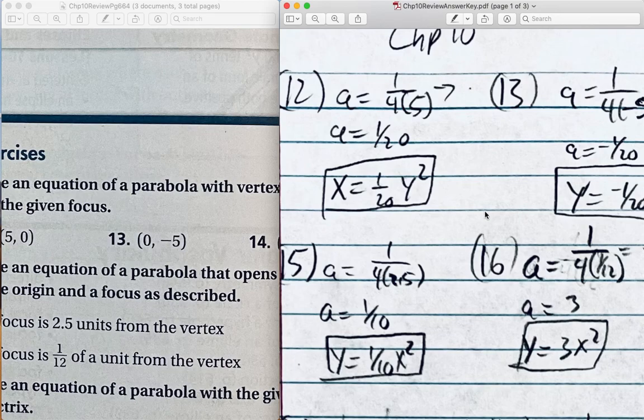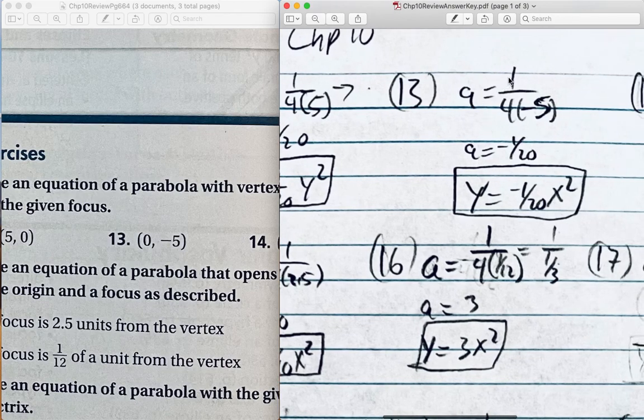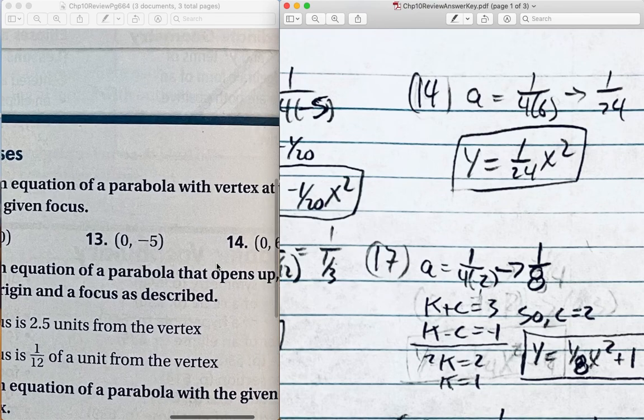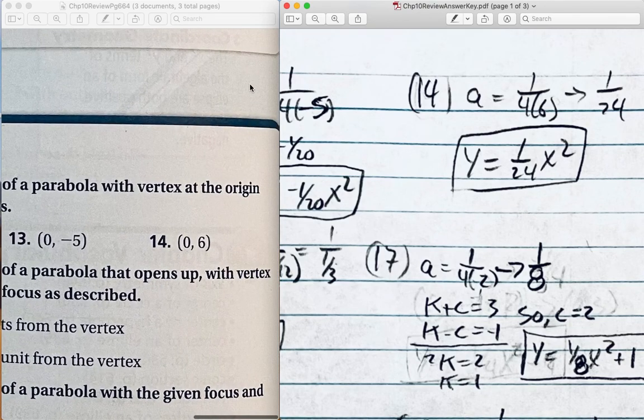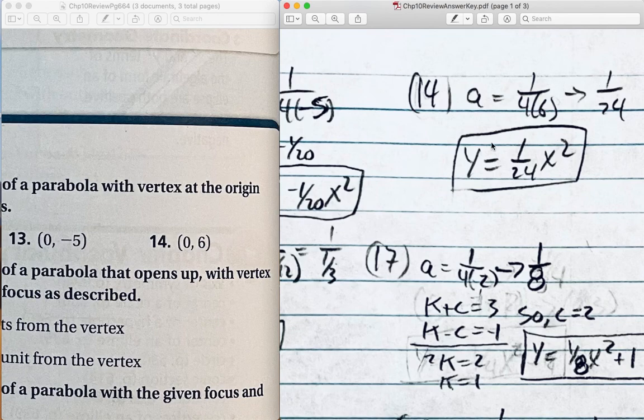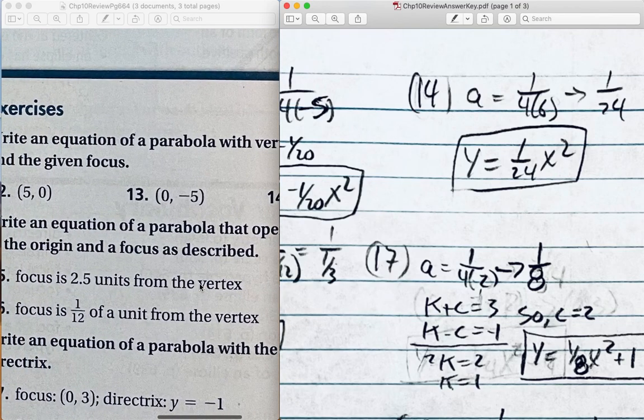We use the same equation, a equals 1 over 4c, but in this case we replace c with negative 5, and we have a equals negative 1/20. And since it's a downward facing parabola, it's going to be y equals negative 1/20 x squared. For number 14, we have an upward facing parabola with a focus of (0, 6). We replace c with 6 and get 1 over 24, and we have an equation of y equals 1 over 24 x squared.